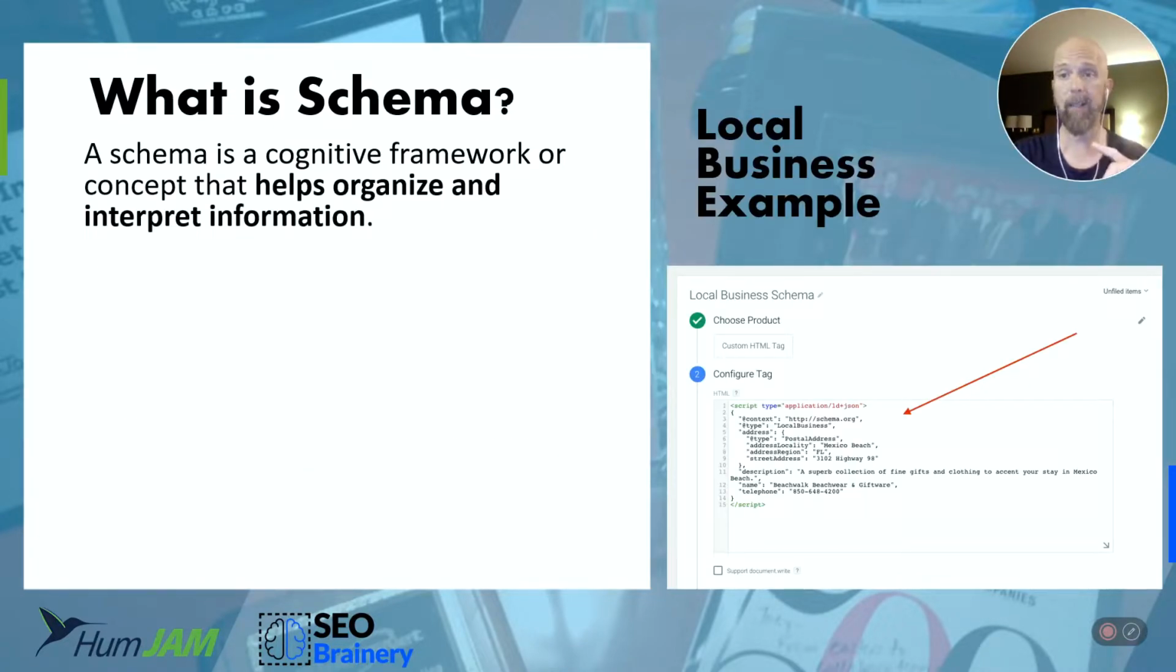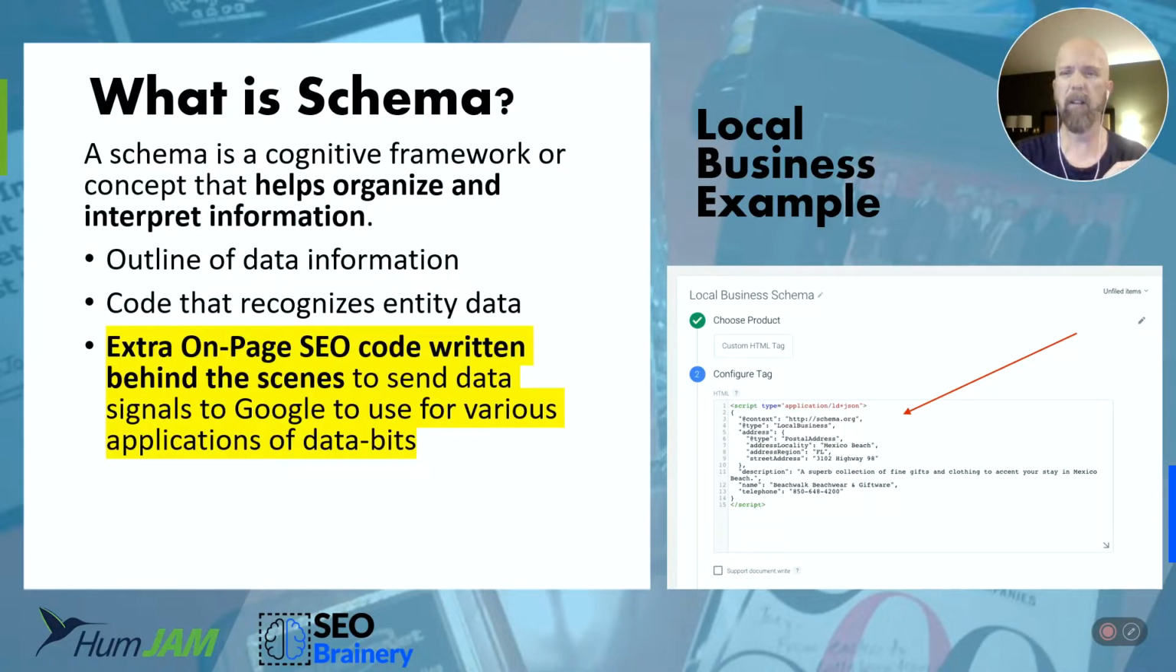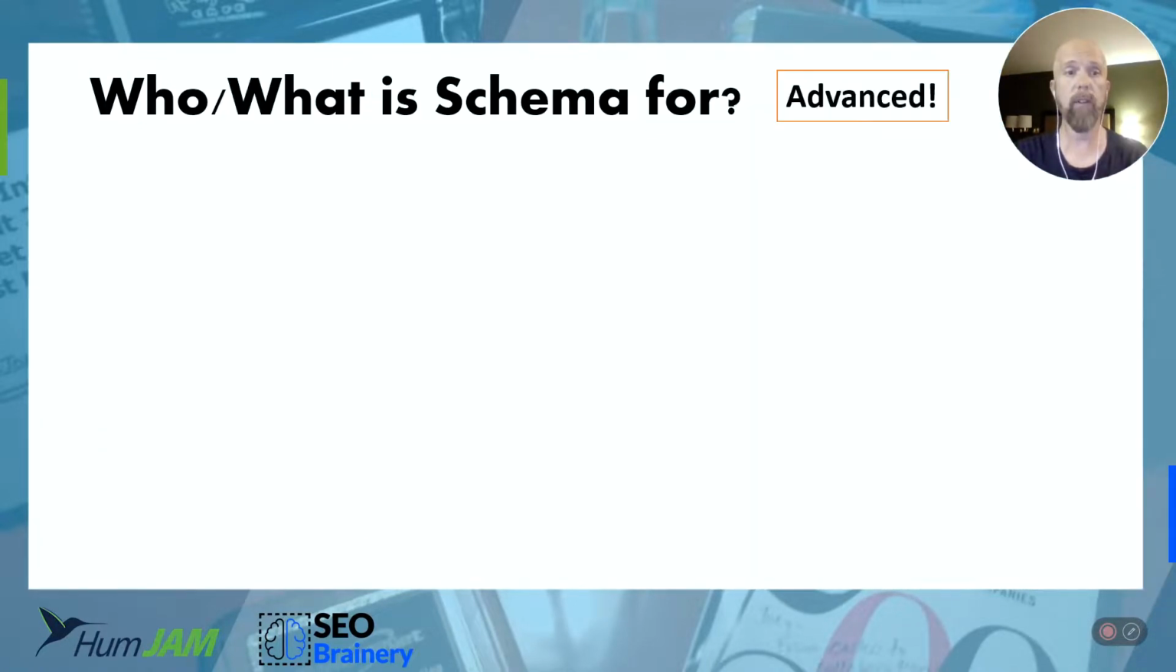So what is schema? Schema is a collective framework that helps organize and interpret information for you. So it's an outline of data information. You can see an example in the screenshot below, and we'll look at a little bit more detail of that in part four. It's basically code that recognizes entity data, and we'll talk about entities a little bit later on. And it's basically extra on-page code that's written behind the scenes. I'm going to show you how easy it is to put on your pages, and it gives juice to topical relevance on your pages.